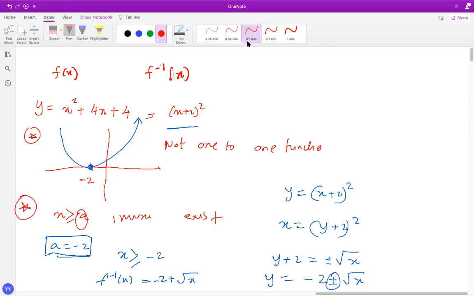So in this case, we will have to sketch the inverse function. First you draw the y equals x line, something like that, and then make the final sketch, which is something like this. This is how you find the inverse with the restricted domain.